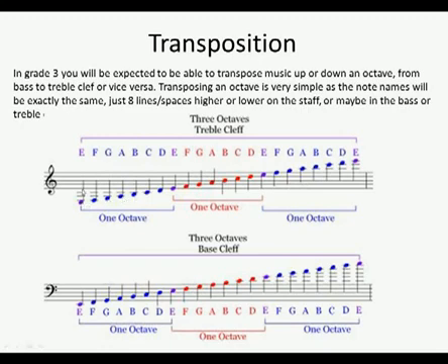So this E on this low ledger line here is the same as this E. Now all we have to do is transpose it up an octave from this E. 1, 2, 3, 4, 5, 6, 7, 8. Okay, so that would be your note. And obviously, if they give you a passage, you're going to have to transpose every note.